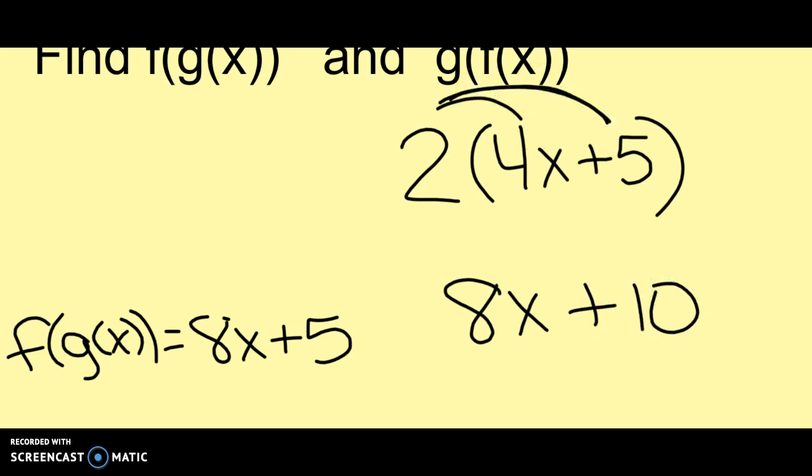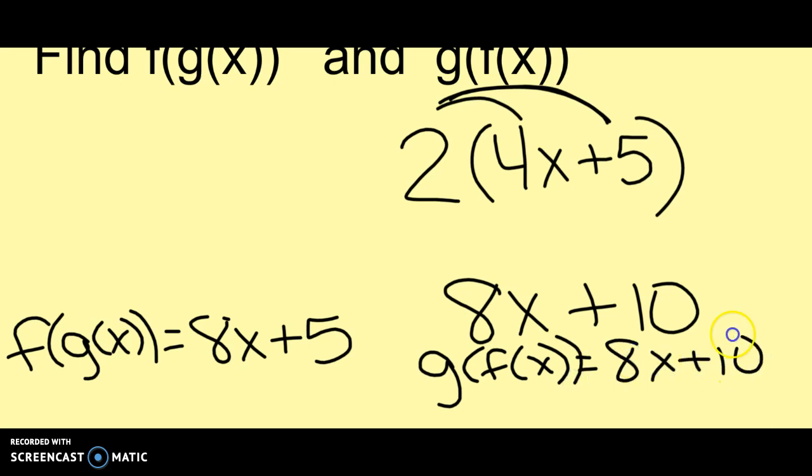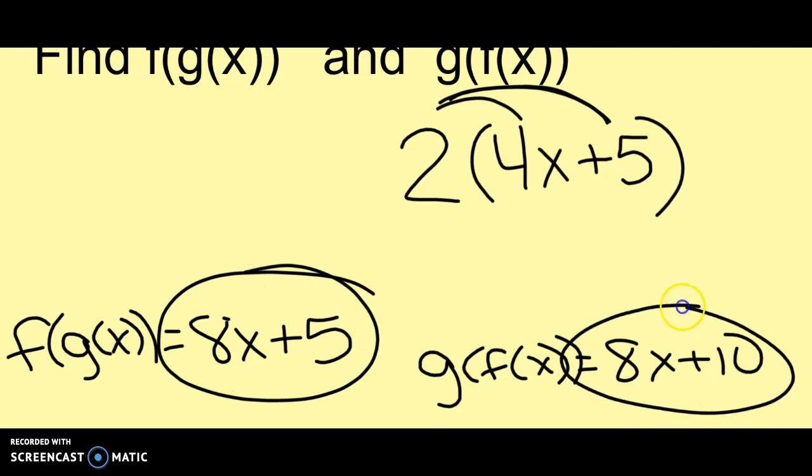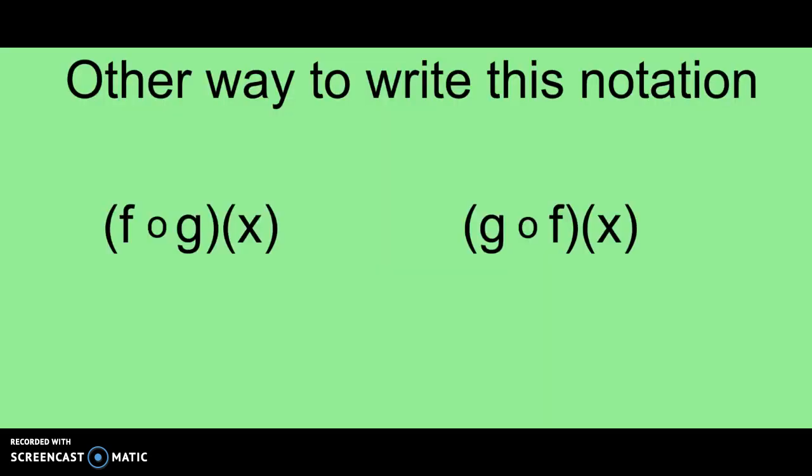That's not the same as f of g of x, right? So we've got g of f of x is equal to 8x plus 10. All right, so they are not commutative. So don't assume that f of g of x and g of f of x are the same thing. They are very different, okay?